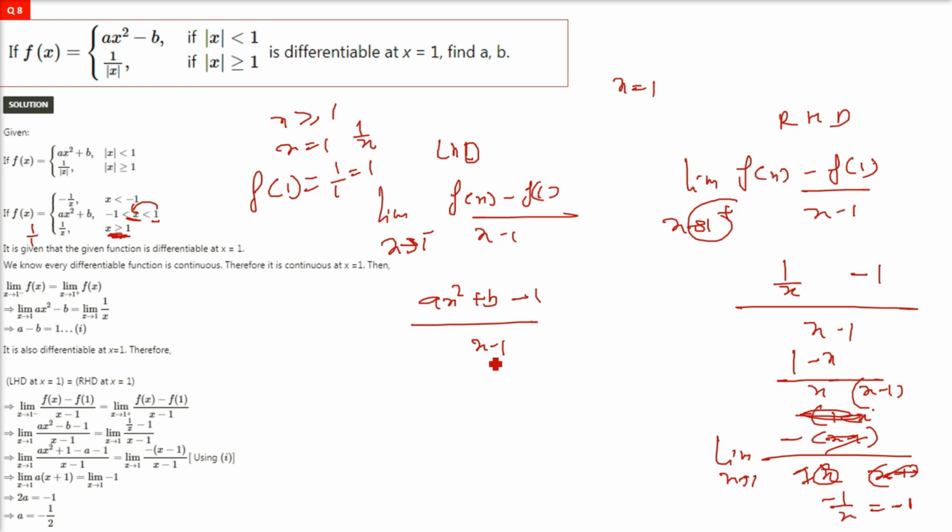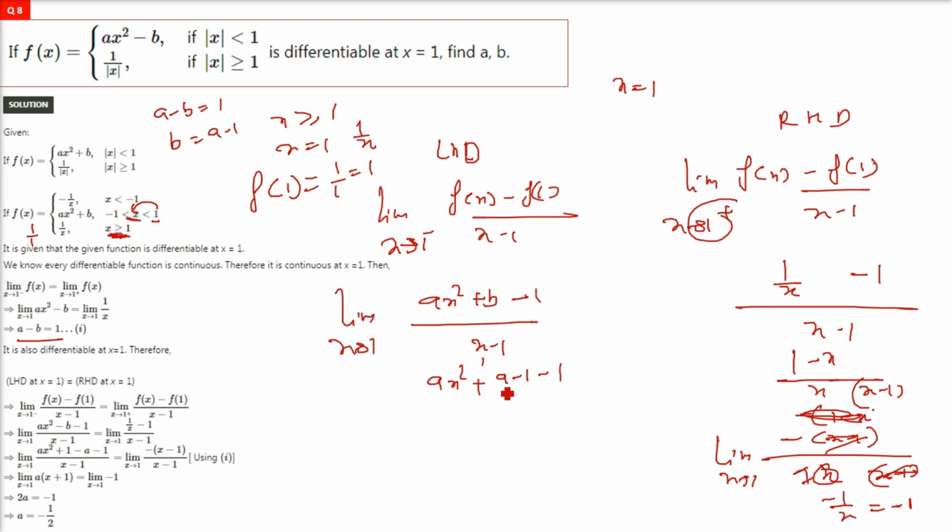For the left hand derivative, we have ax square plus b minus 1. Now we have to get something in the numerator so that x minus 1 gets cancelled, but we are not getting it. Why not take advantage of what we found in the first discussion? When we were doing the continuity, we already found a minus b equals 1. So in place of b, just write a minus 1, and minus 1 is already there.